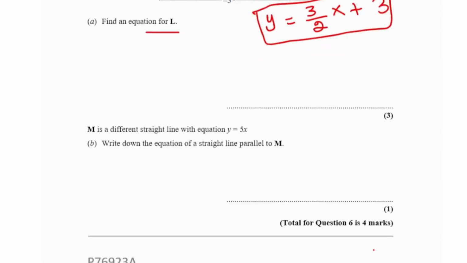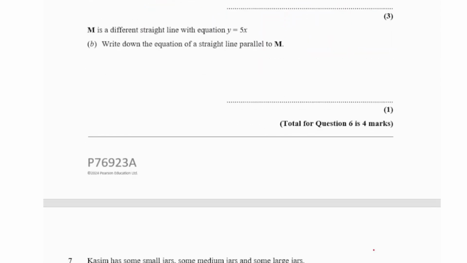This is a 1 mark question. It says m is a different straight line with equation y equals 5x. Write down the equation of a straight line parallel to m. If a line is parallel to m, what do we know about parallel lines? Their gradients are the same. So what's the gradient of this line?